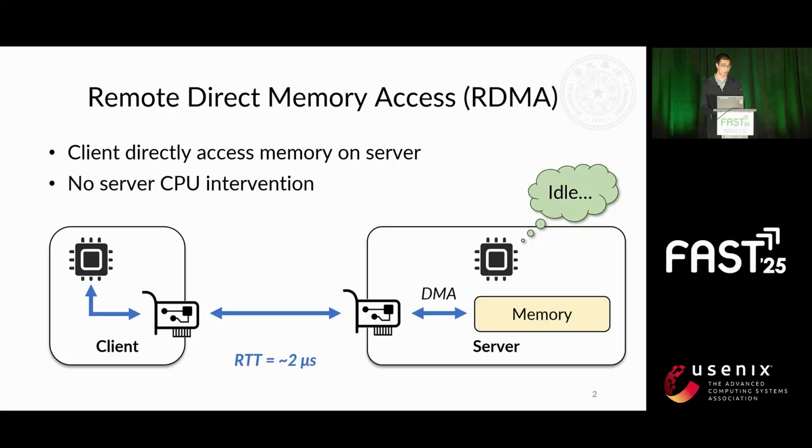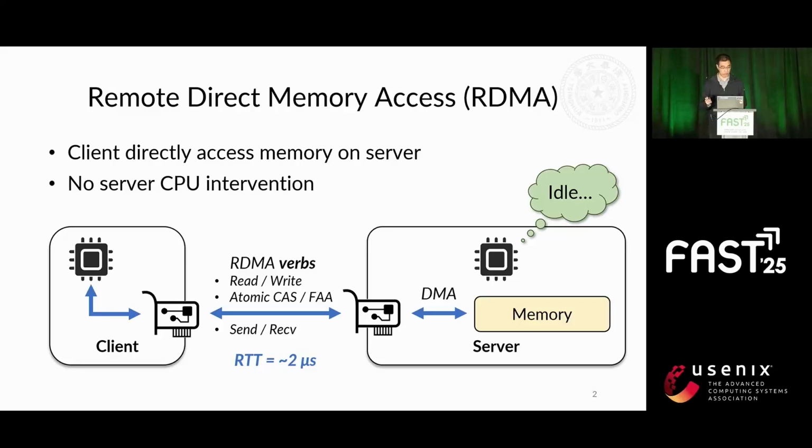RDMA means remote direct memory access. It is a user space networking technology that allows you to directly access remote memory while sidestepping remote CPUs. Without CPU intervention, RDMA becomes blazingly fast. A network round trip can be finished within 2 microseconds.